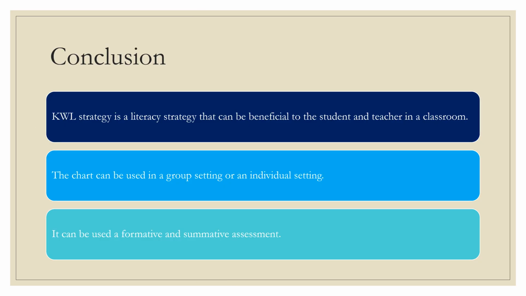So in conclusion, the KWL strategy is a literacy strategy that is beneficial to the student and teacher alike in the classroom. It allows students to review background knowledge and build off of it for a stronger foundation throughout the course. Teachers help the students narrow down the more important things from the lesson within the chart. And the chart can be used in a group or individual setting, and it is also a formative or summative assessment.